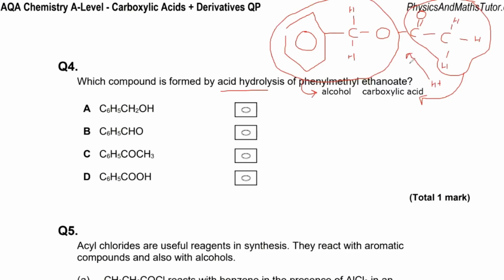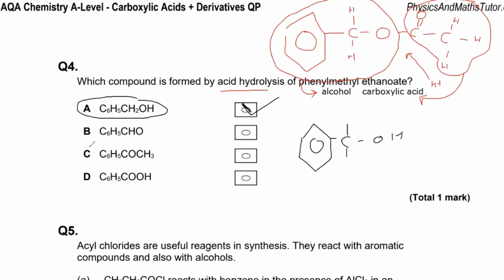If we look first at A, we can see we've got a benzene group, C6H5, then CH2, then OH. That looks pretty good. If we draw that out here, we've got the benzene, coming off of it we've got CH2, which is just what my diagram has above, and then we've got OH. So that's the correct answer. But let me go through the others for you.